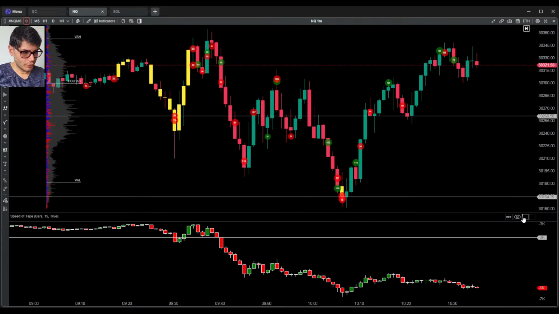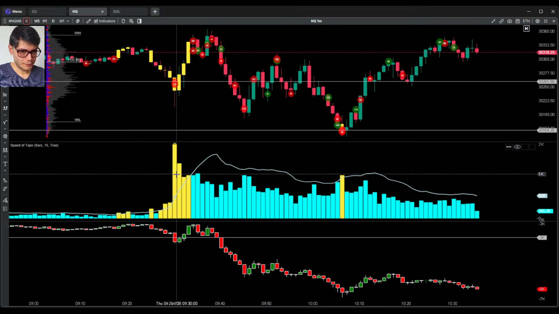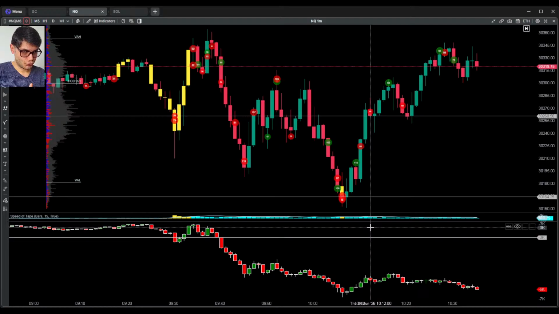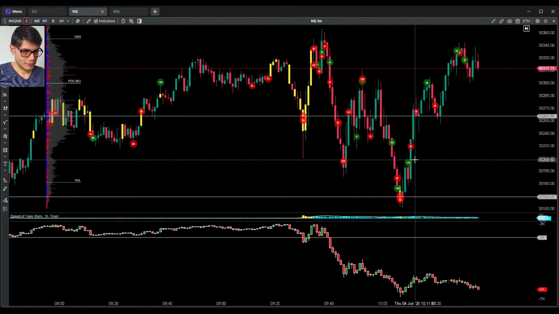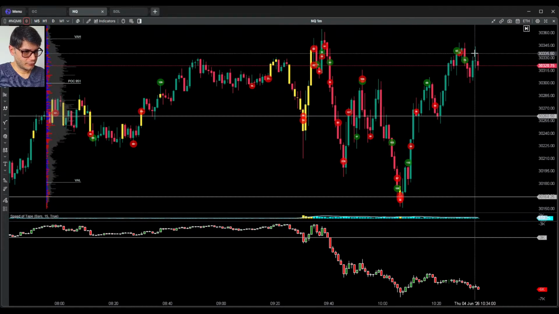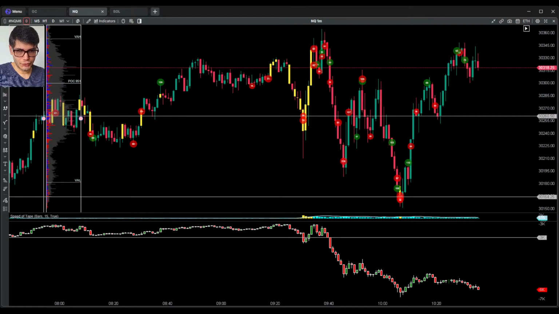And I also have this tool that's speed of tape. So speed of tape, it tells me sellers are jumping in the market very fast. So we took a high. We have wicks. But my eyes are locked on these chain of bullish candles.